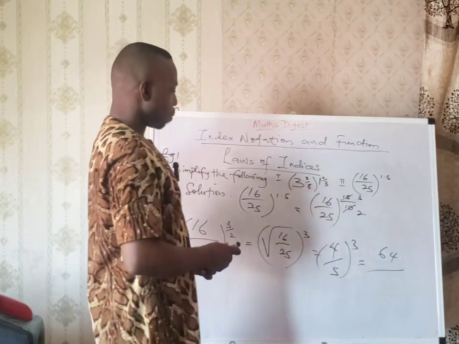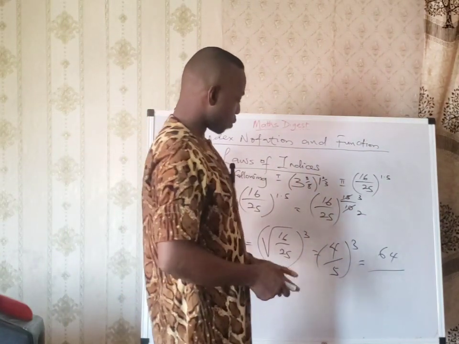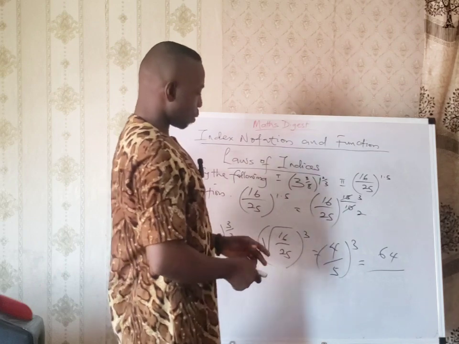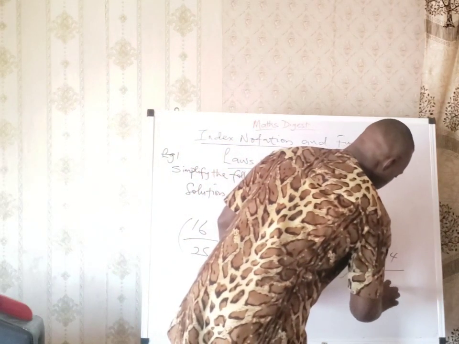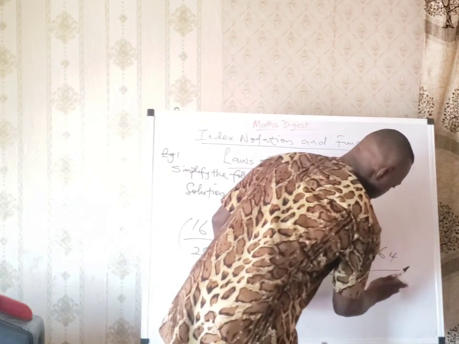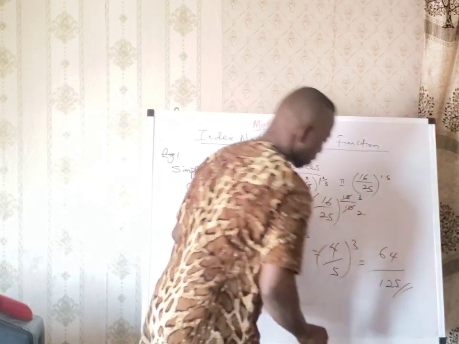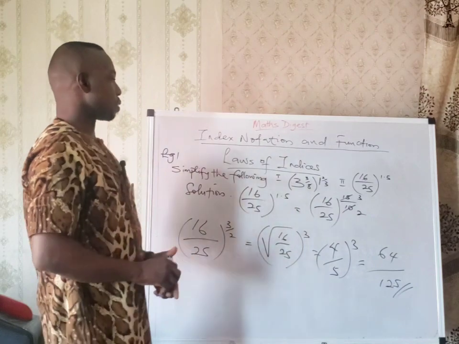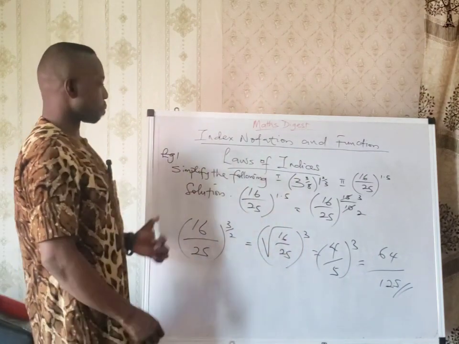Okay, now we have 5 times 5 is 25. 5 times 25 will give you 125. 125, so this becomes the final answer. Okay, all right, now we're going to take the second example.